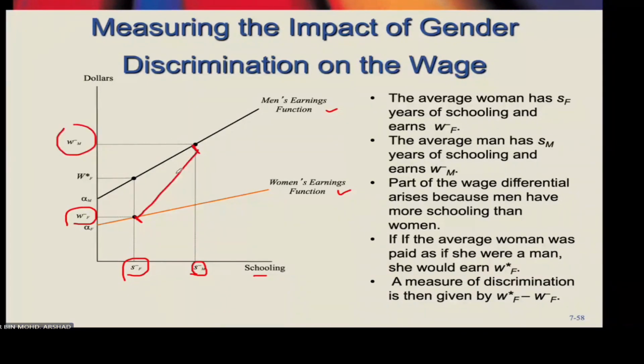And the distance here is not because of gender. The difference along this line is the schooling difference. The gap here is because of schooling differences. What is the gender gap? The gender gap is when the average woman's wage is paid as if she were a man, then this will be the wage rate for that female. Now you can see that this gap is the gender pay gap. The gap here also tells us the gender pay gap.